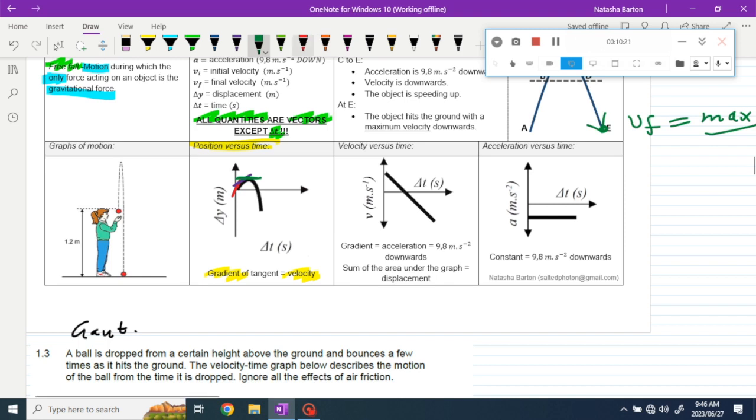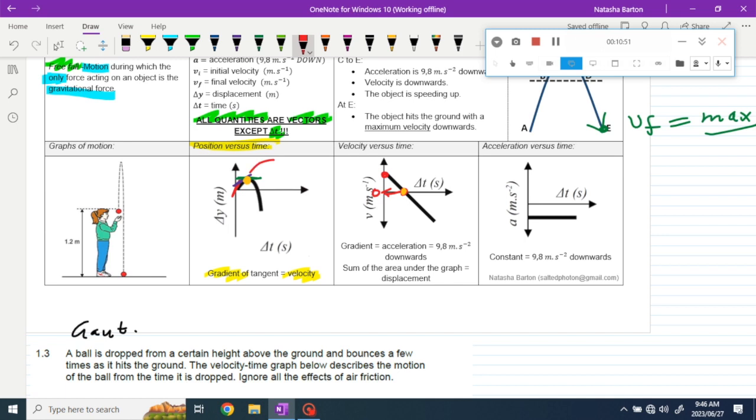Look at my velocity. It starts off big. Okay? And what is my velocity doing? Just like the gradient is decreasing, my velocity goes from a number like 5 to 4 to 3 to 2 to 1 and 0. Now the velocity is 0. Where is it 0? At the maximum height. So you see this point over here on this graph, it corresponds with that point on the velocity graph.